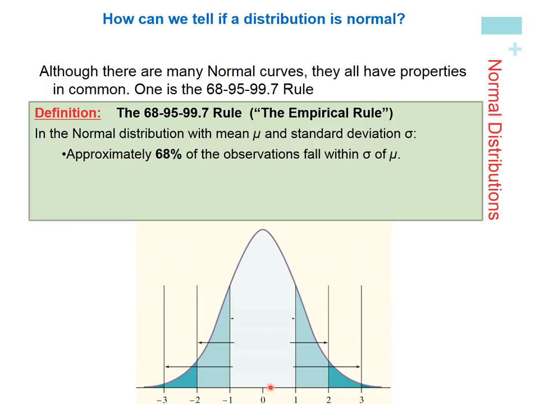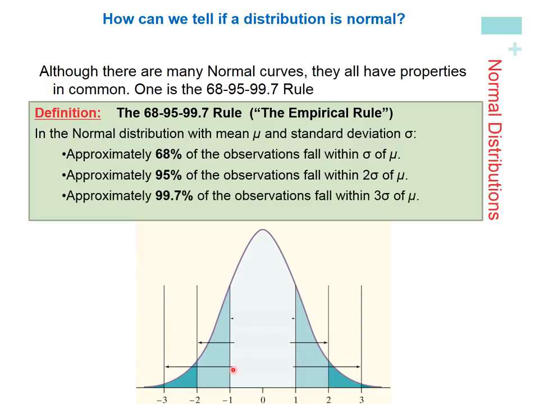In the normal distribution, if you have a mean mu and standard deviation sigma, it tells us that about 68% of the observations fall within one standard deviation of the mean. So that means 68% of your observations fall between negative 1 and positive 1 standard deviation. So 0 is my mean because that's the center of my data. Here's 1 standard deviation, 2 standard deviations, 3 standard deviations, negative 1, negative 2, negative 3 standard deviations. About 95% of your data are going to fall within 2 standard deviations. Okay, this total area from negative 2 to positive 2 is 95%.